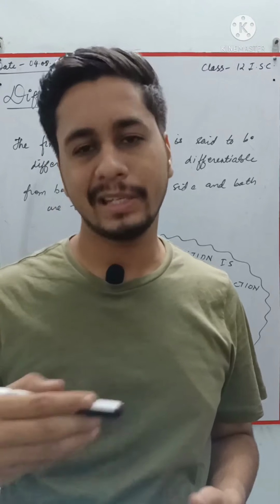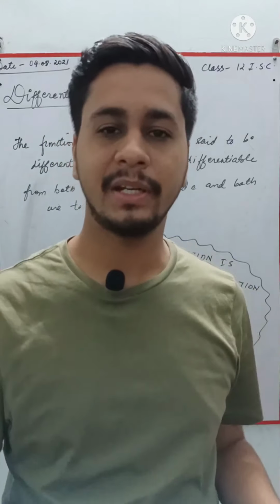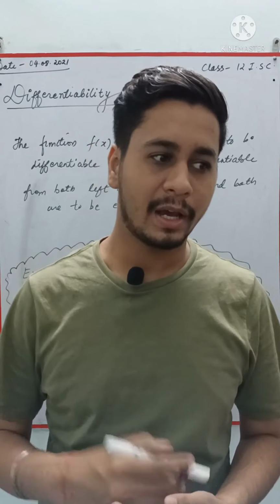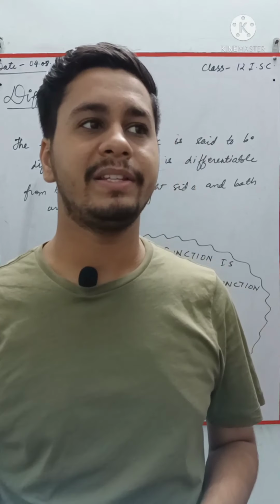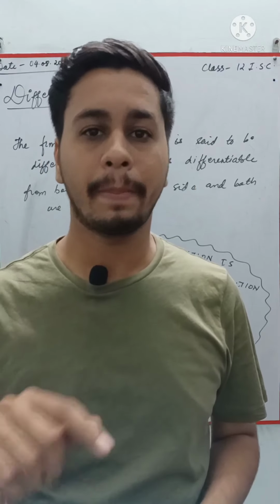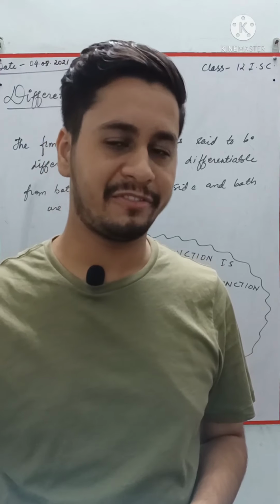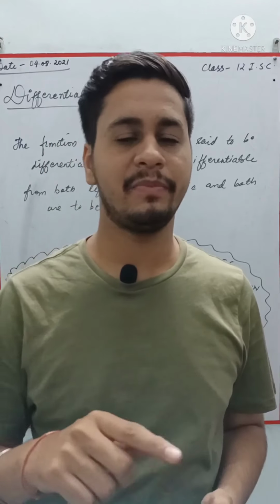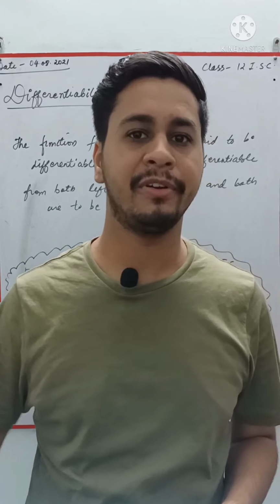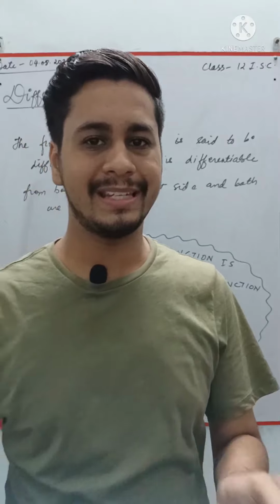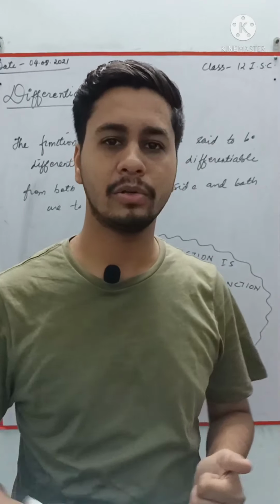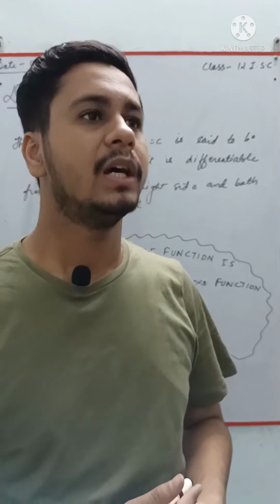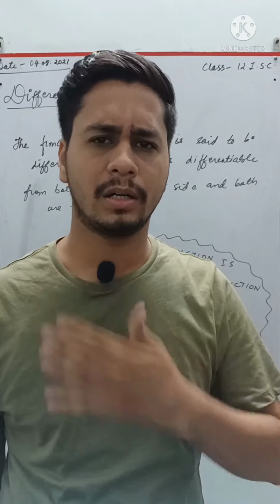We'll see how LHD is represented and how RHD is represented, as we represent the continuity of LHL. For LHL, we used to write limit x tends to c minus of f(x). Then, in the next step, we write limit h tends to 0 of f(c minus h), and for RHL, we write c plus h. Similarly, in differentiability also, we have to follow the same criteria. We'll see it in the question.